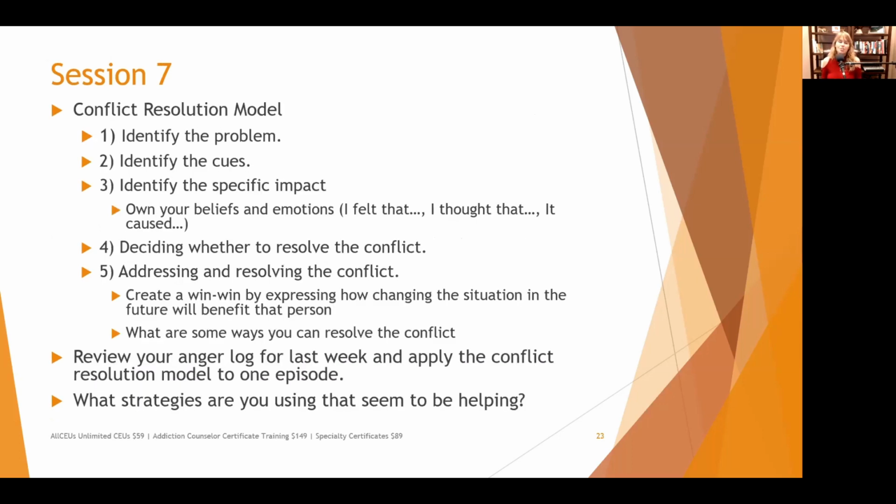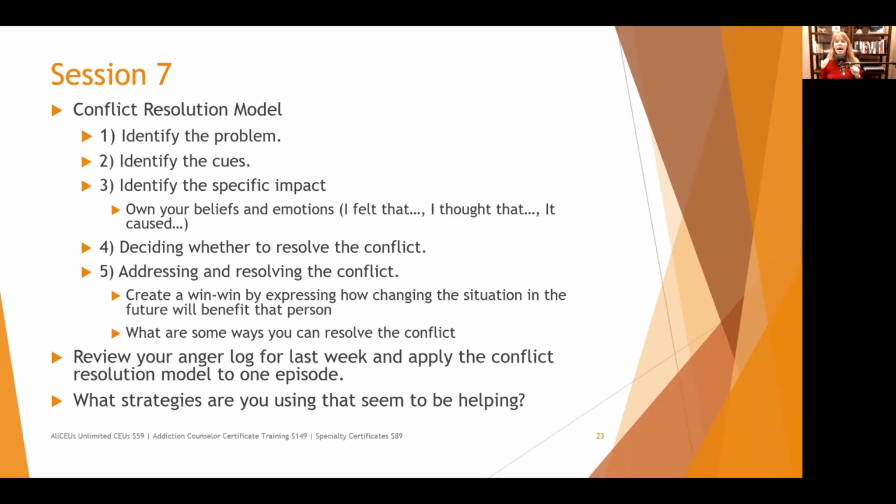In conflict resolution, and I usually give this out as a handout: identify the problem, identify the cues, identify the specific impact of the problem, owning your own feelings, beliefs, and emotions. I felt that this, or I thought that this was going on, and it caused me to feel this way. Owning what happened instead of saying, you made me angry, saying, when you didn't call and you were running late, I got angry or I got stressed because I thought that you were dead in a ditch somewhere or something. Hopefully that's not what you thought, but you get the point.